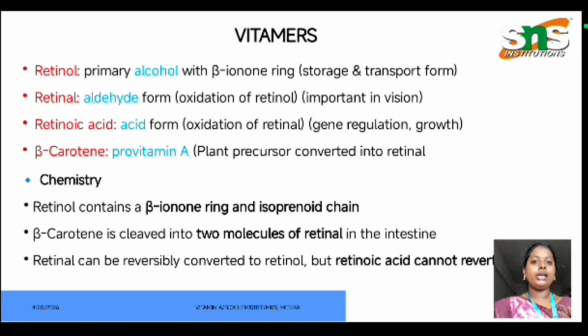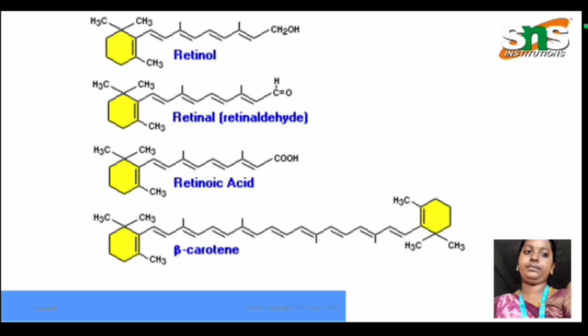Coming to the chemistry, retinol contains a beta ionone ring and an isoprenoid chain. Beta carotene is cleaved into 2 molecules of retinal in the intestine. Retinol can be converted to retinal, but retinoic acid cannot revert back. In this structure you can see the final functional groups: retinol CH2OH, retinal CHO, the aldehyde functional group, and retinoic acid COOH. Beta carotene has a beta ionone ring on one side and another on the other side.